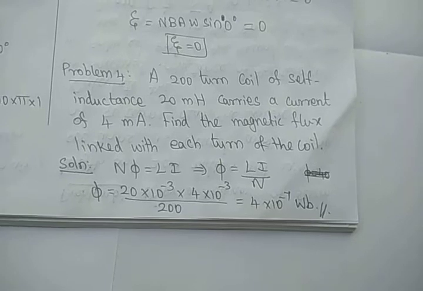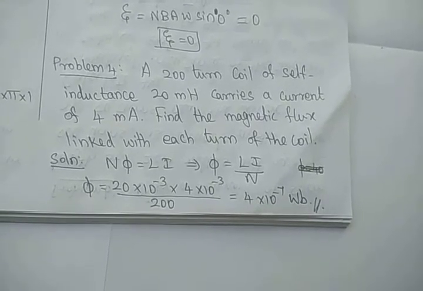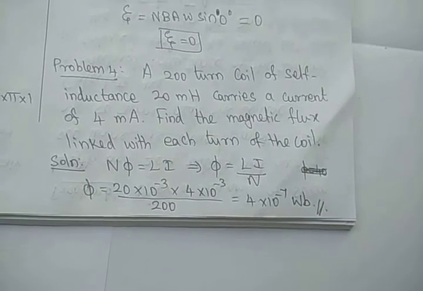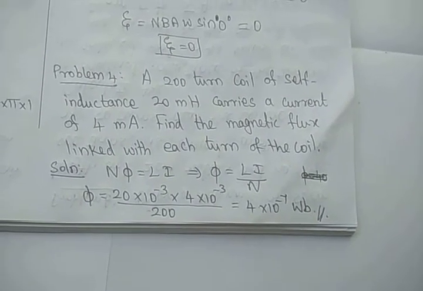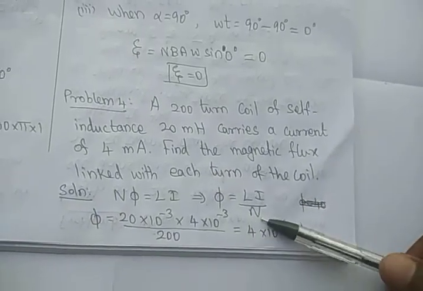That is, the flux is directly proportional to the current. The constant of proportionality is the self-inductance, so we have to put L. So Nφ is equal to LI, and φ is equal to LI by N. So substituting the L value, I value and N value.